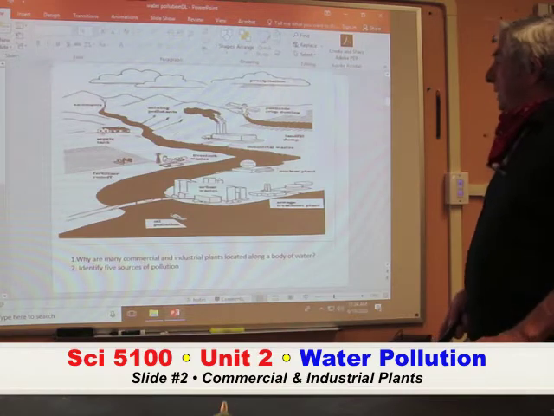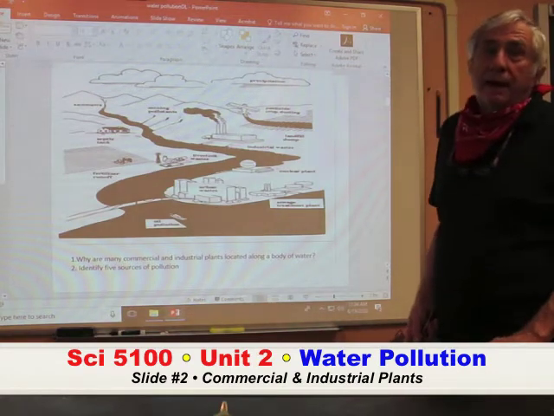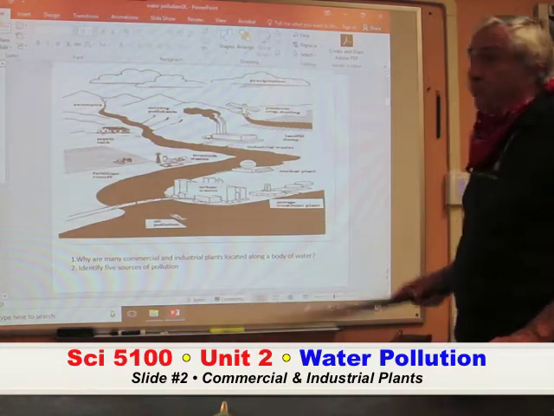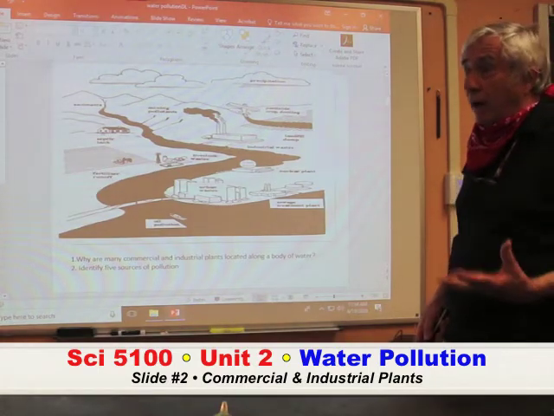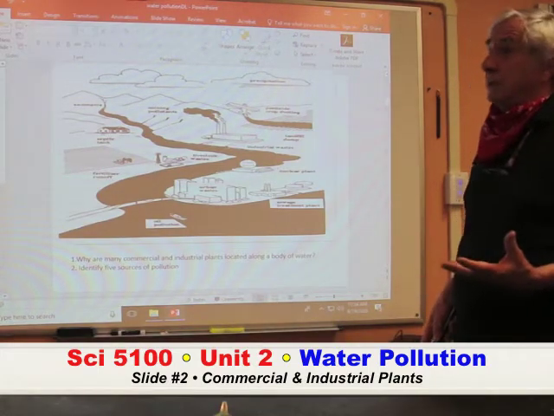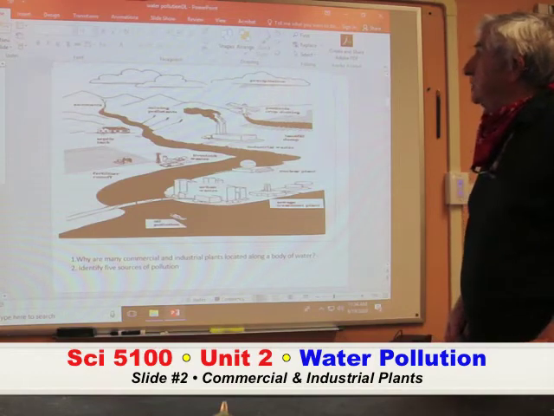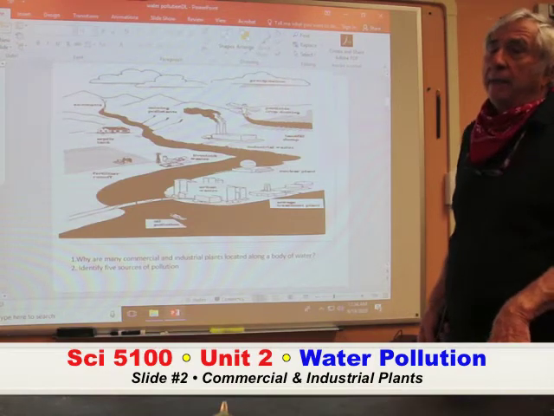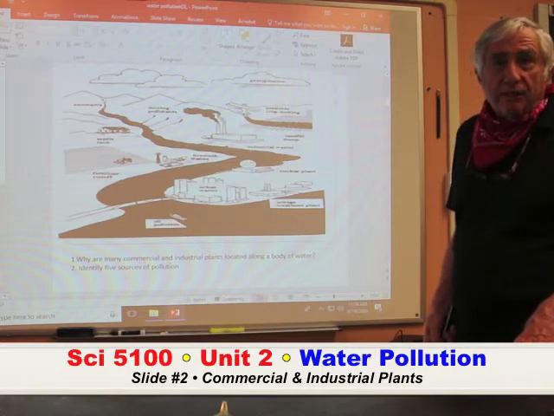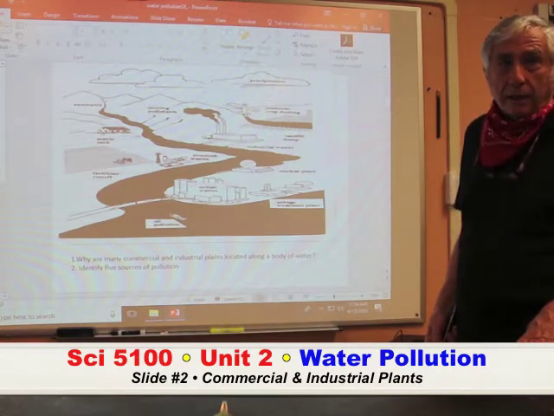The question is, why is it that they're located on bodies of water? Many industrial plants and many chemical plants love to build their factories near the water. And one of the reasons traditionally has been that it's a place where it's like a toilet. They can eliminate their wastes very easily, and they're carried away traditionally.